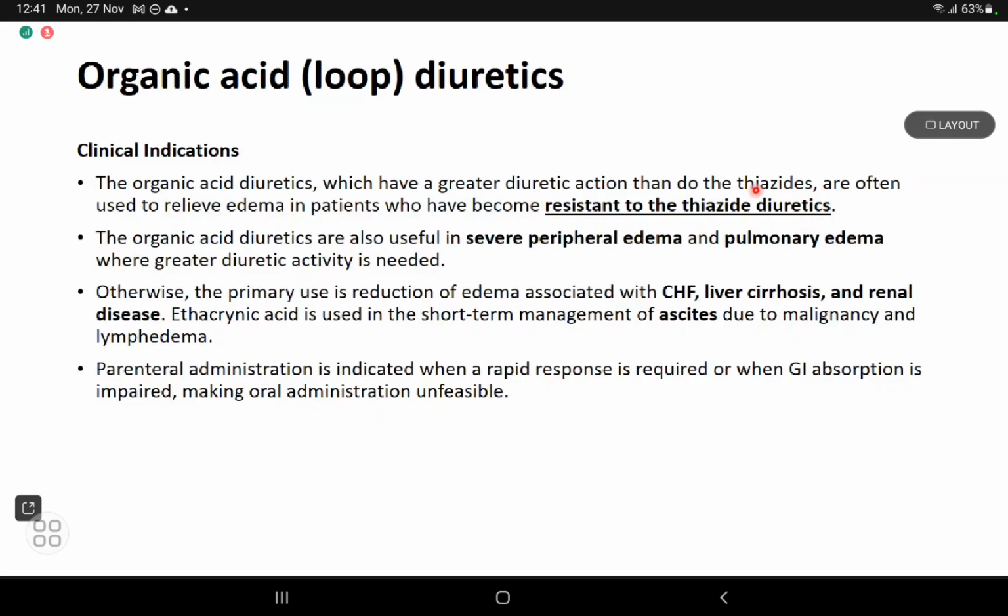drug for thiazide diuretics. And it has the greatest diuretic action compared to the others, especially compared to thiazide, the effect is better than thiazide. That's why it is used for severe peripheral edema and pulmonary edema. Your lungs, pulmonary edema is quite important, and then peripheral edema. Between these two conditions, one is more serious, of course, pulmonary, because you cannot breathe.